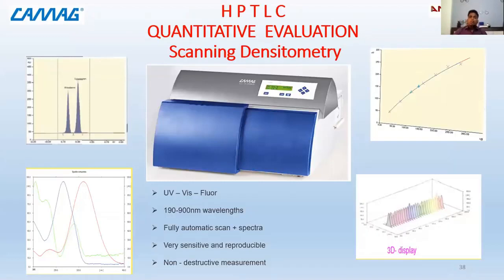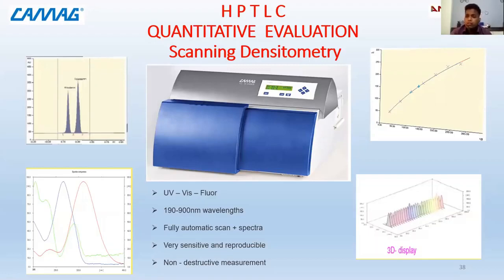Now after this photo documentation, the next important part is the scanning part. Scanning means by using the densitometry scanner, you can go for the quantitative analysis. This is the heart of HPTLC. So this scanner range is 190 nanometer to 900 nanometer. So it will cover the UV, visible and the fluorescence also.